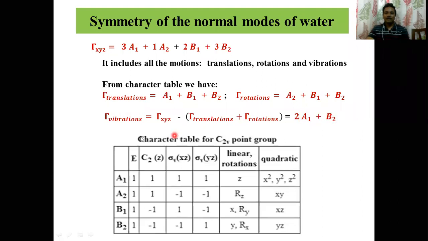Okay, so that gives you the total vibrations: 2 of them are A1 and 1 of them is of B2 symmetry. That is what we were trying to do, the symmetry of the normal modes of water. We know the number of normal modes is 3 into 3 minus 6, so that is 9 minus 6, which is 3.